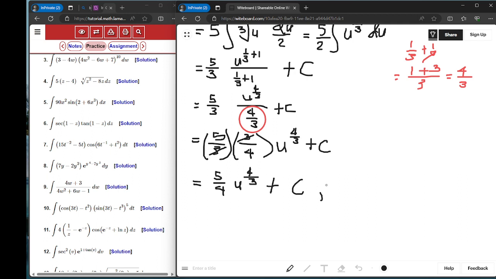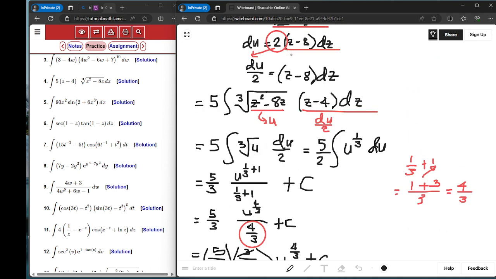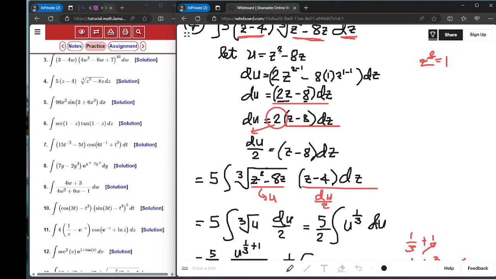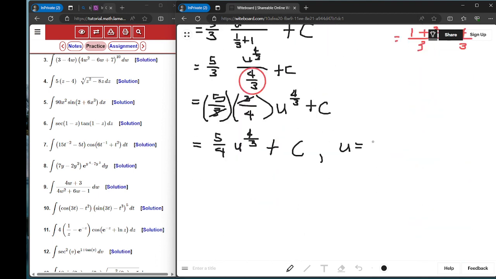And we have to take note that earlier we let u be equal to z squared minus 8z. Substituting back the value of u, our answer will then be 5 over 4 times z squared minus 8z raised to the power 4 over 3 plus c. So this is now our final answer.